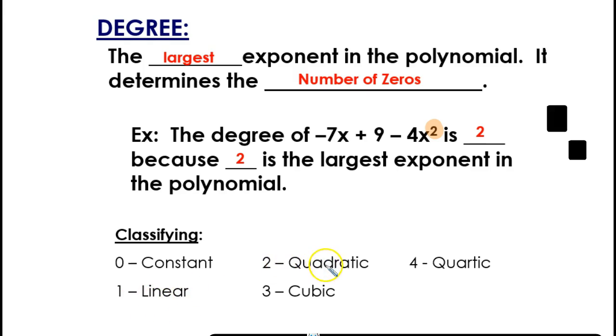If it's got a degree of 2, it's called a quadratic, and we've been playing a lot with quadratics over the last few weeks. If it's got a degree of 3, if the largest exponent is 3, it's called a cubic. If it's got a degree of 4, it's called a quartic. And I'm going to add on, a degree of 5 is called a quintic. Anything bigger than that, we're just going to say a polynomial of degree greater than 5. We're not really going to have special names for anything that's greater than that.